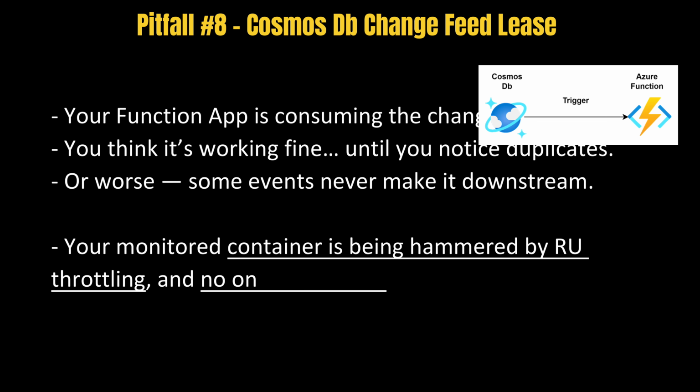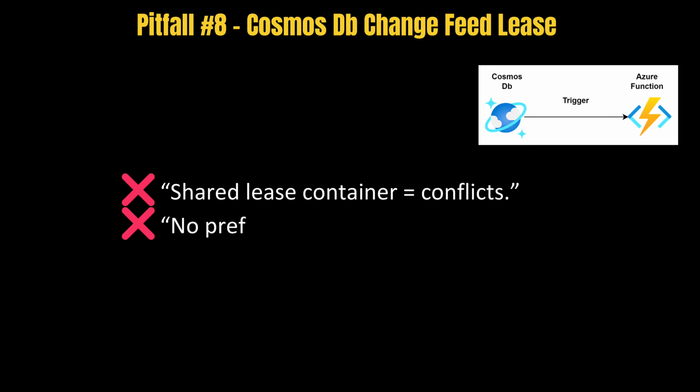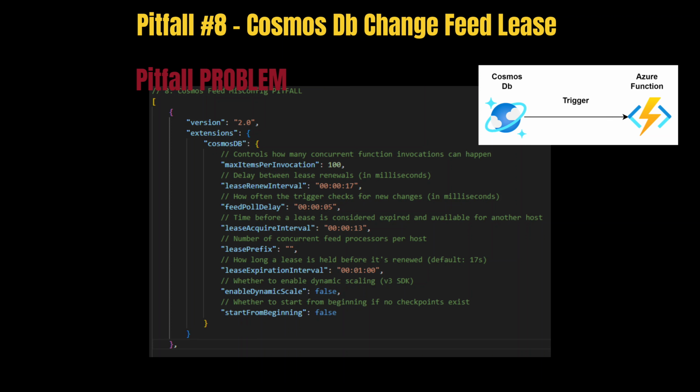Your function app is consuming the change feed. You think it's working until you notice duplicates, or worse, some events never make it downstream. Your monitored container is being hammered by IO throttling and no one knows why. The change feed is designed for exactly one processing per lease. But when lease management is misconfigured, you get double processing or even missed documents. If multiple function apps or consumer groups share the same lease container, they fight over leases. One app may pick up a document already being processed by another, causing duplicates or missed events. Shared lease container is event collision.